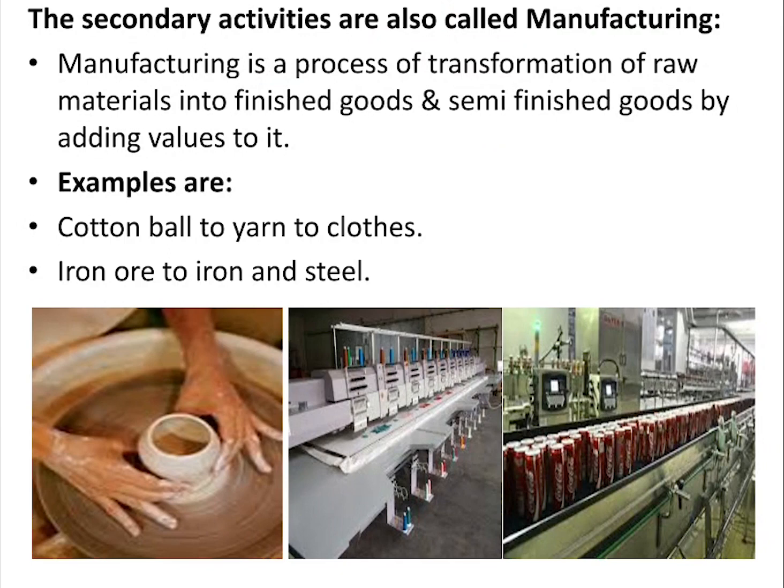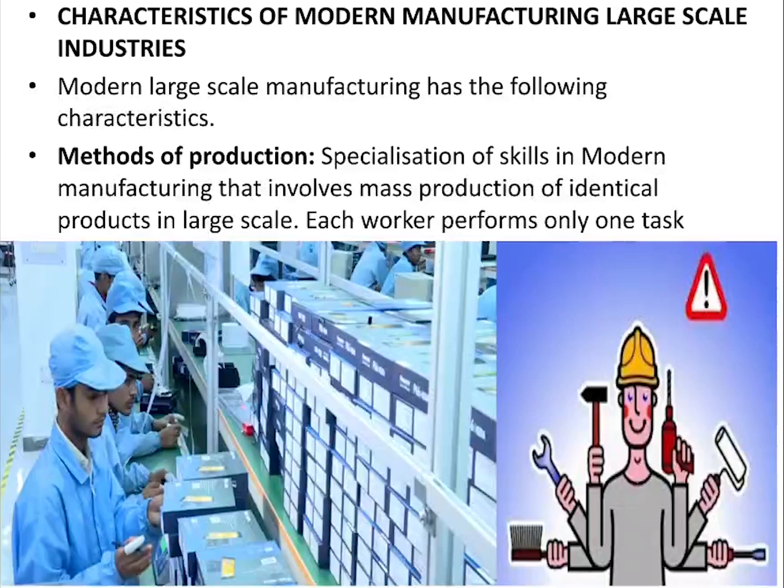Below we have some examples. In all of these they are doing some process. Process means they are transforming raw materials into finished and semi-finished goods. That process usually takes place in industry. That is called manufacturing. Next, what are the characteristics of modern large scale manufacturing?